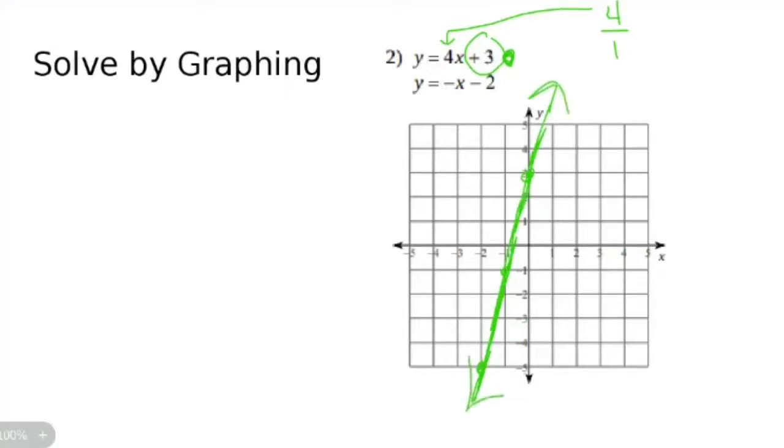And in the case of the next one, I'm going to have a negative slope, which is going to go down and to the right, or up and to the left. So I'm going to start at -2.